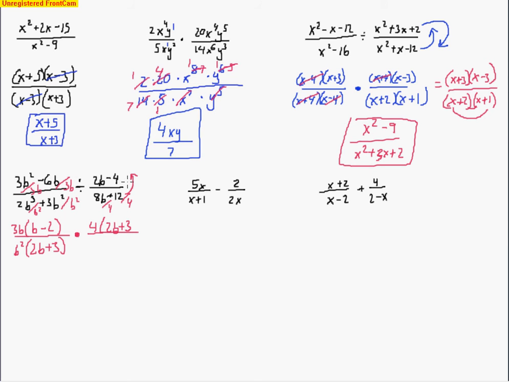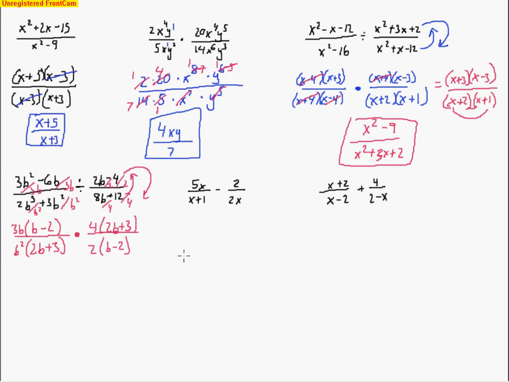And then now this numerator is going down below. It's becoming the denominator because I took its reciprocal. So I'm going to take out the common factor of 2. So I put the 2 on the outside, do the division, and what's left over is a b minus 2. Now I'm ready to cancel.